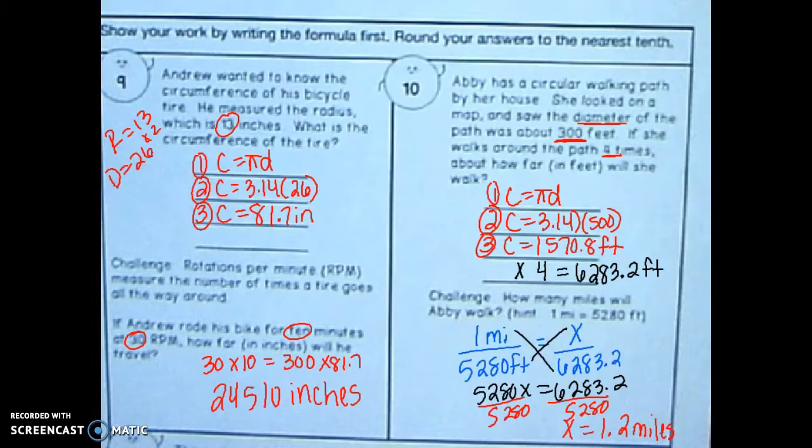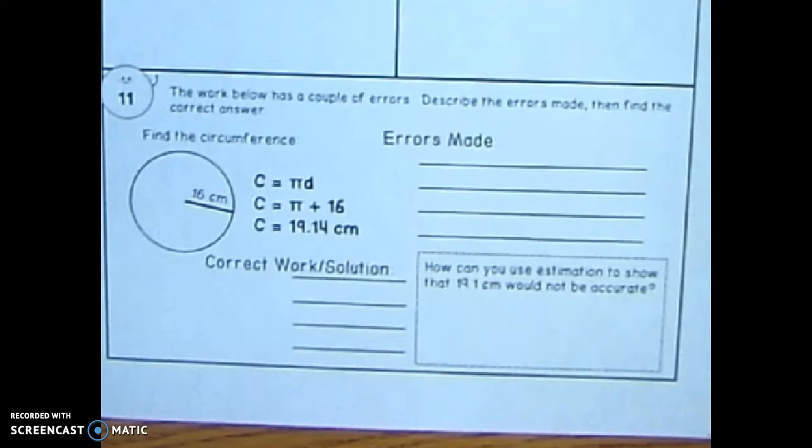All right, let's get back to circumference. The work below has a couple of errors. Describe the errors made, then find the correct answer. So these are common mistakes that you are making when you solve for circumference. So our formula is correct. C does equal pi times diameter. So that's right. C equals pi plus 16.